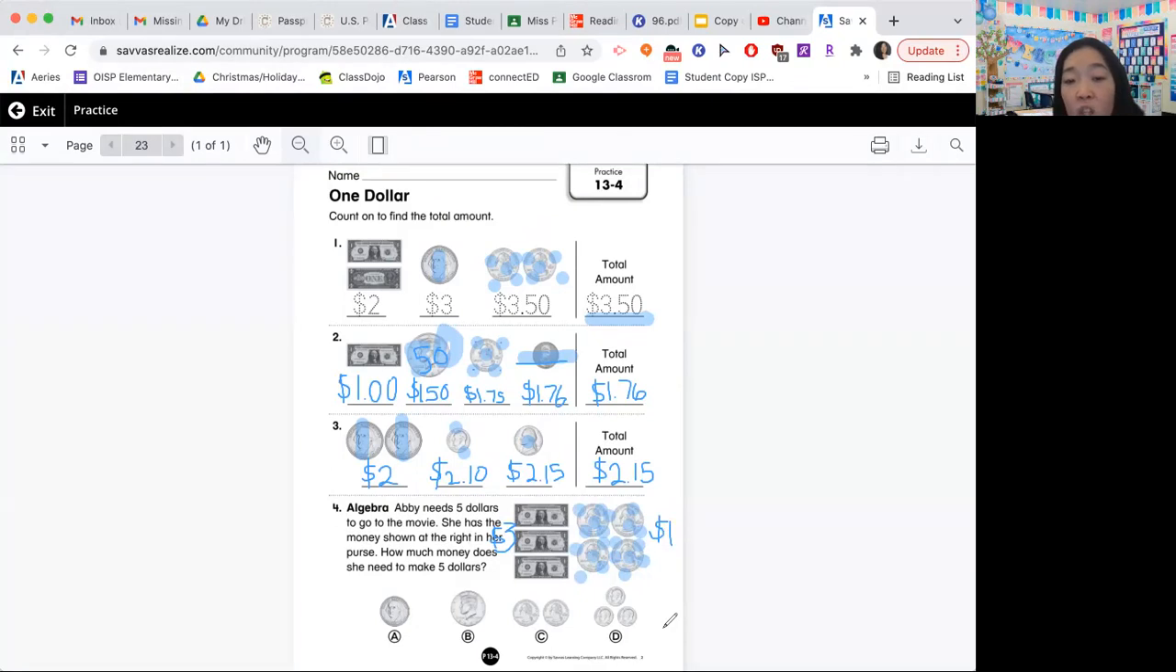Now, how much money does she need to watch the movie? She needs $5. So what is she missing? Does she need a dollar coin, a 50-cent coin, 2 quarters, which is worth 50 cents, or 3 dimes, which is worth 30 cents? What does she need? How much more money does she need? She has $3 in bills and then $1 in quarters. So she has $4. She needs $5 to watch the movie. So what does she need to add to make sure that she has enough money to watch the movie?